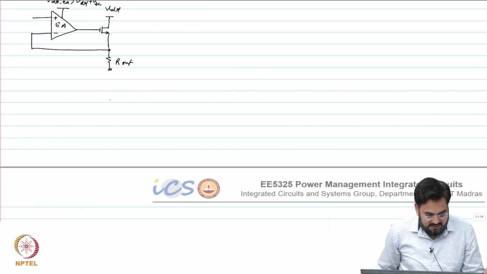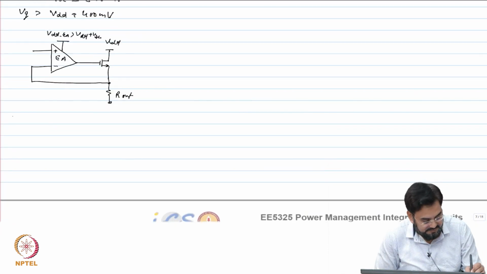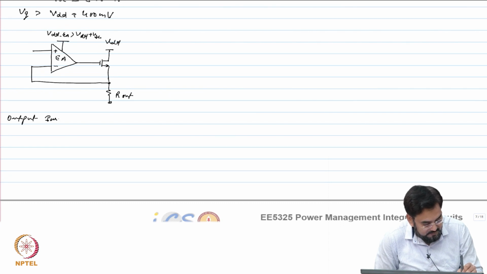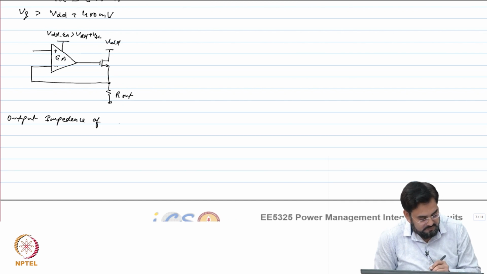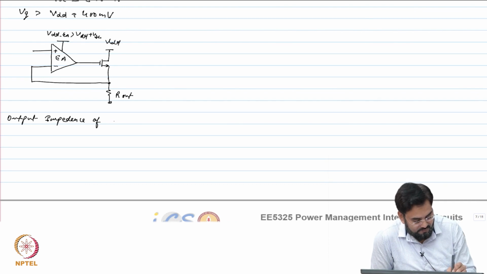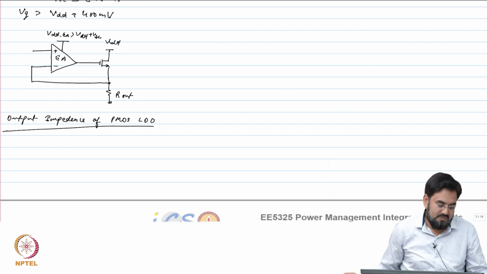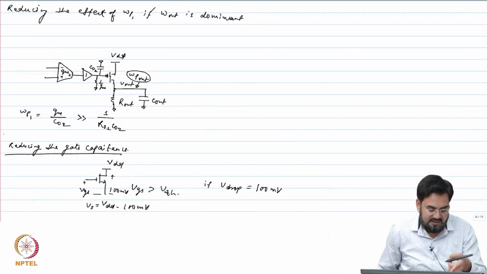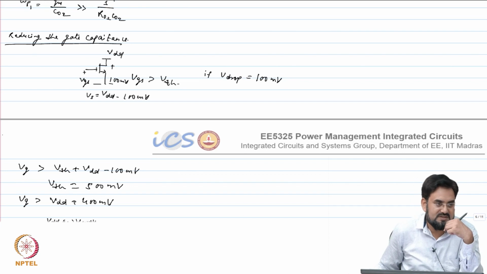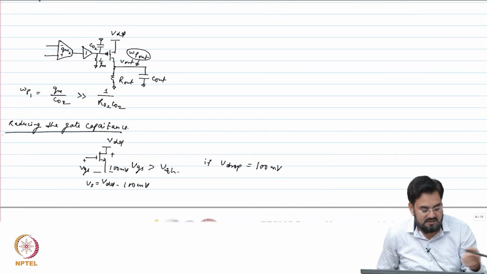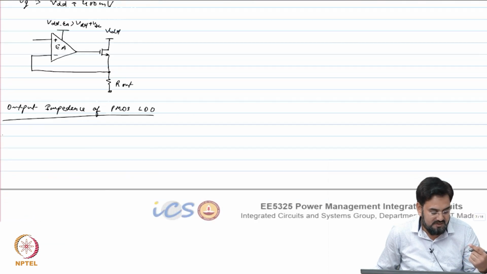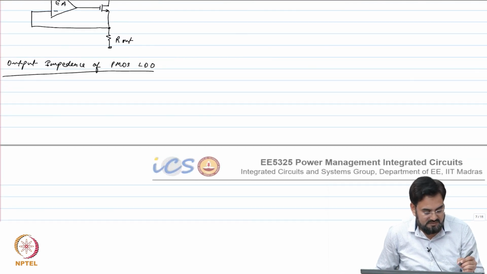So let's look at output impedance. PMOS LDO. So the same LDO I will take and we will derive the equation for output impedance. Okay, the two pole model. We'll just consider the two pole model.